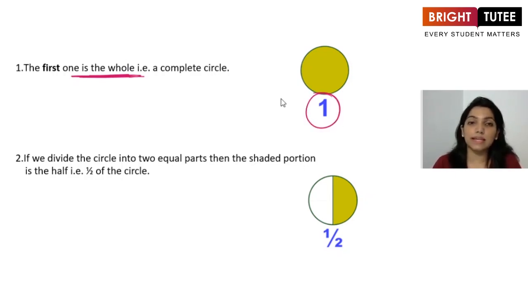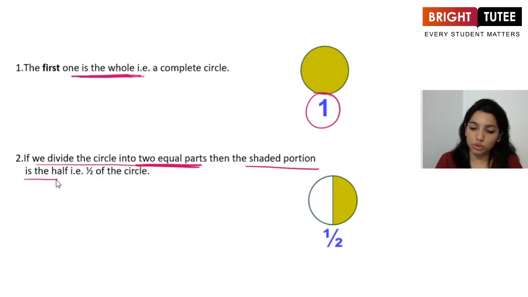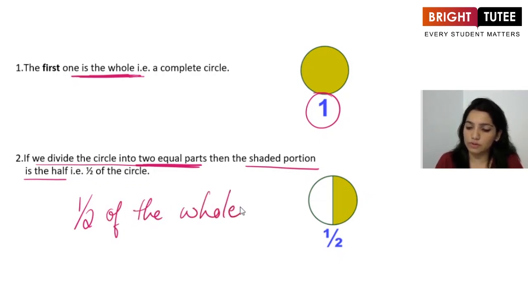Now look at the second image. If we divide the circle into 2 equal parts, right? So you cannot make unequal parts and say that this is the fraction. No, you need to make equal parts, and then you shade a particular portion. So what do we have? We have half of the whole. We have half of the circle. So we can say we have got half of the whole, the complete.